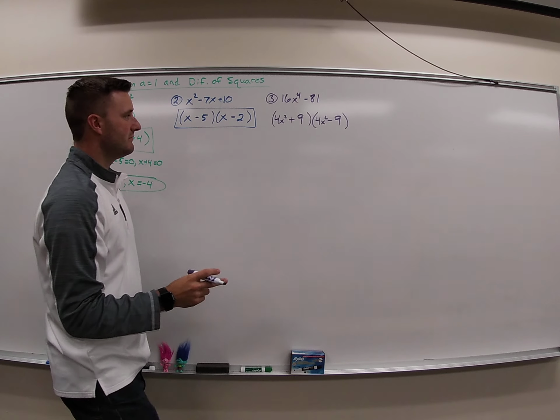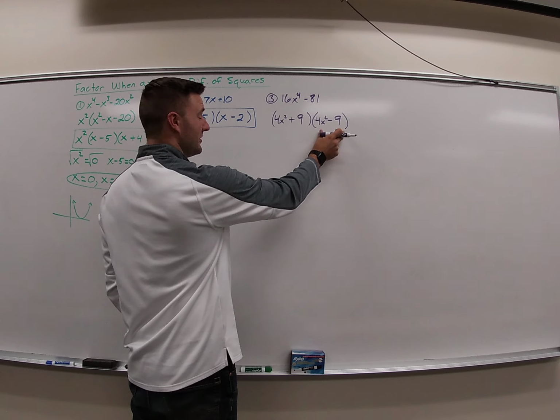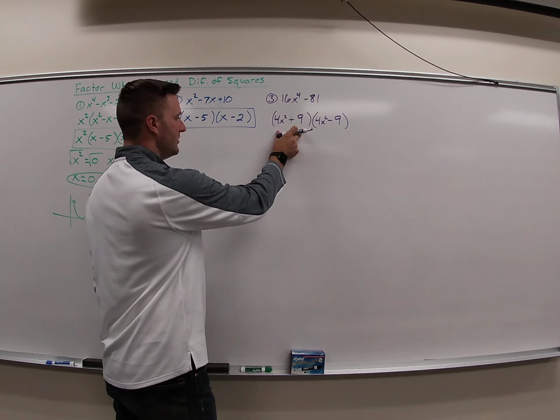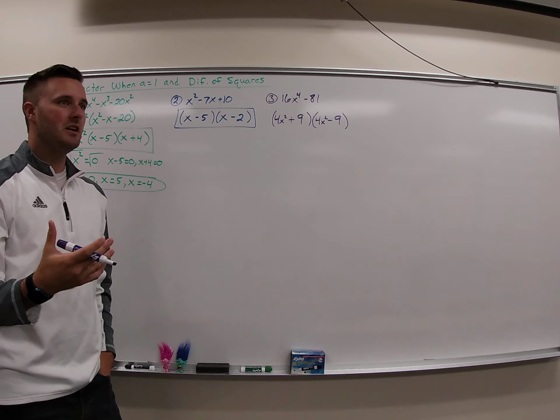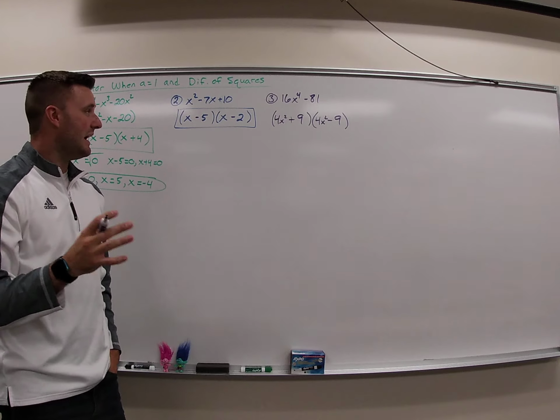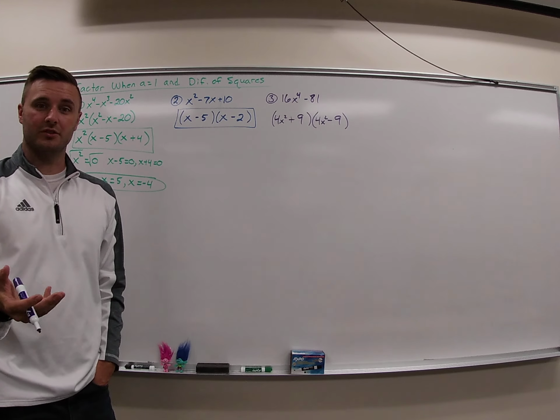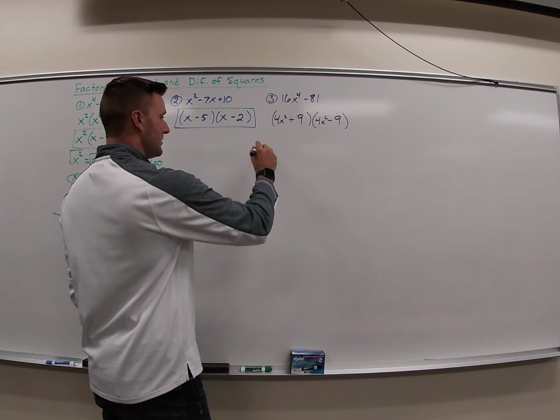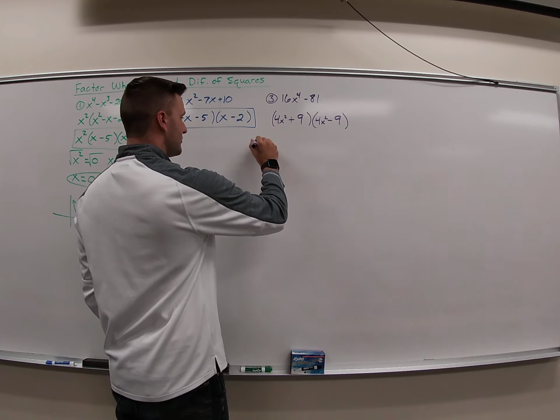Now what you may notice, maybe you don't, is we have another difference of two squares. We don't do sum of two squares. If we take the sum of two squares, then what that means is we're going to have imaginary numbers. So we're not going to deal with that yet. So I'm going to bring this straight down, this 4x squared plus 9.